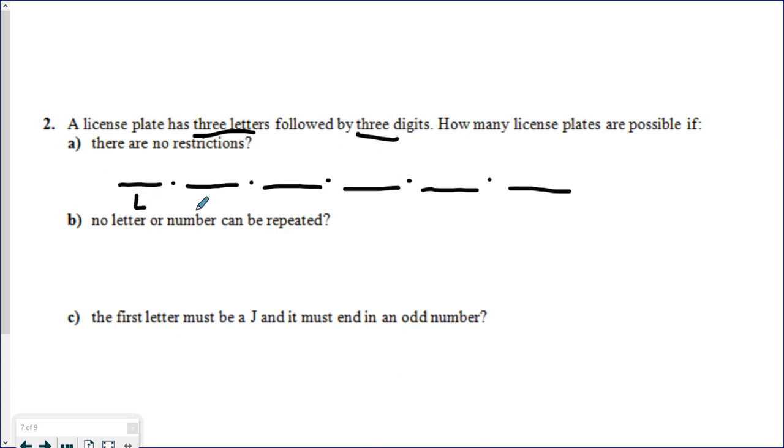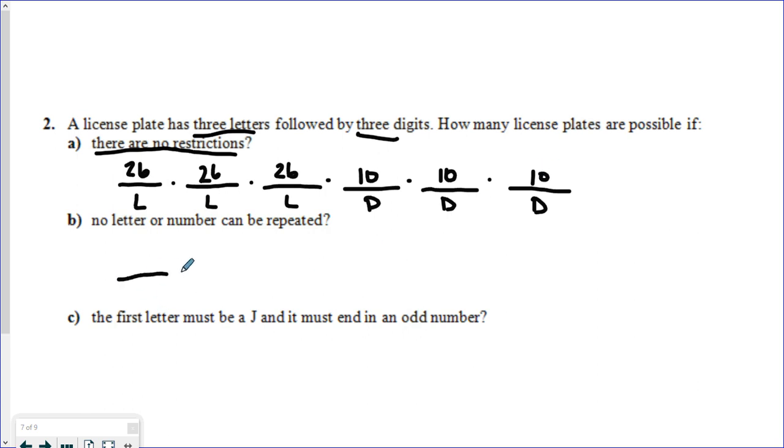So I know that my first one needs to be a letter, my second one a letter, my third one a letter, my fourth a digit, and my fifth and sixth need to be a digit. If we say there are no restrictions in the license plate, you could have AAA 000, or you could have ZZZ 999 or something like that. So in total, there are 26 letters. If there are no restrictions and you can have repeats, we have 26 options in the first, 26 in the second, and 26 in the third. And as far as digits go, again, no restrictions. There are 10 possible digits.